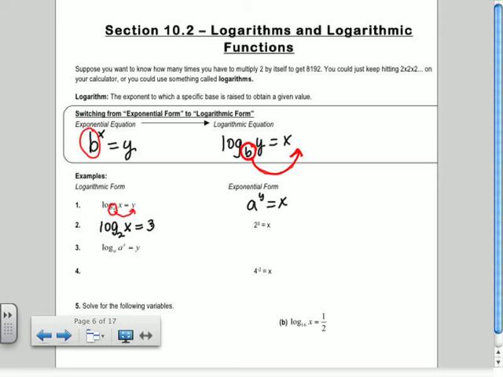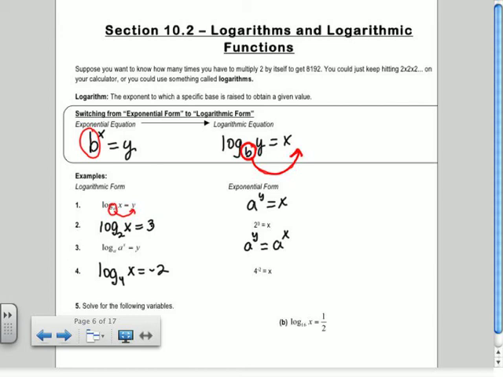All right, how about this one? a to the x. What's left? Yep, so a to the y equals a to the x. All right, number 4. Log base 4 of x equals -2.